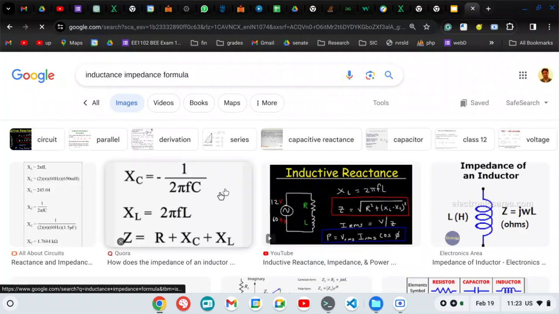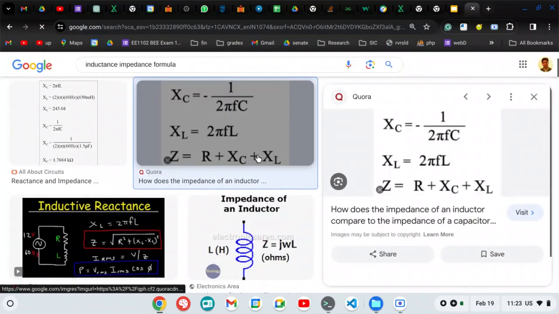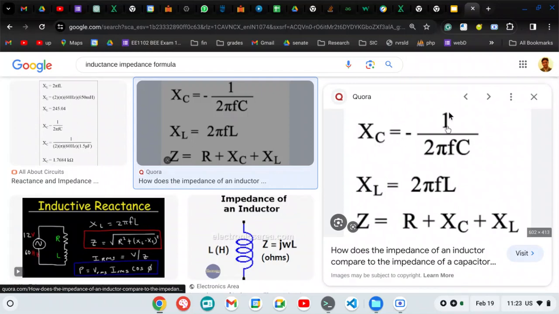So these are the formulas. XC is minus 1 by 2 pi FC, correct. He was telling minus, and XL is this one. Here, one thing you notice in this image, they did not give I. Actually, I will also be there. And Z is not R plus XC plus XL, it is R plus I into XC and I into XL.